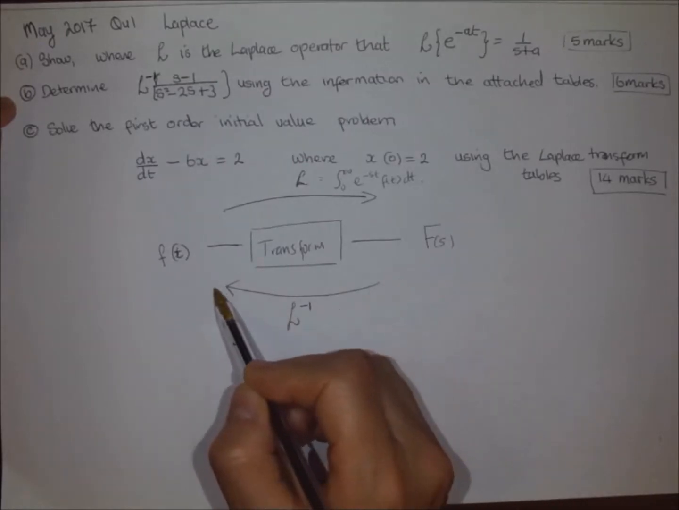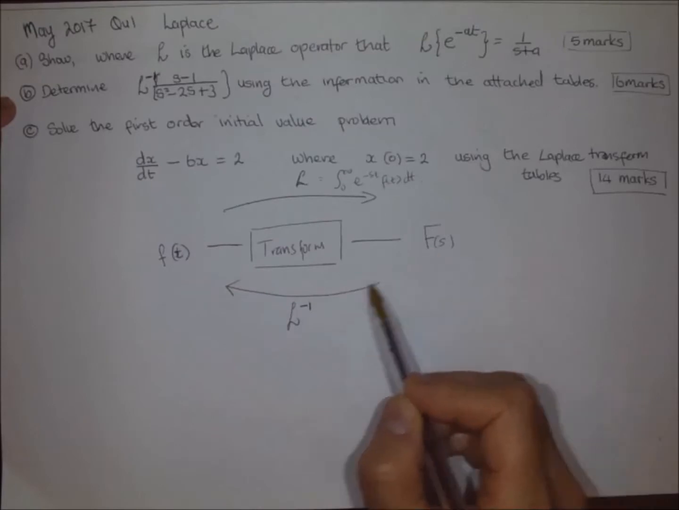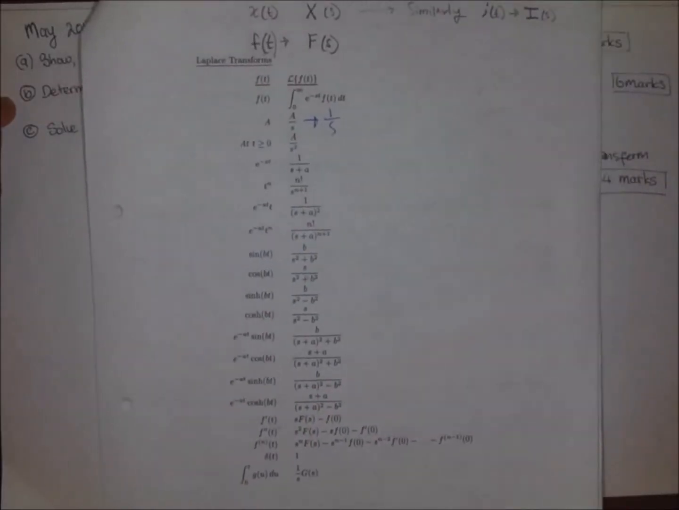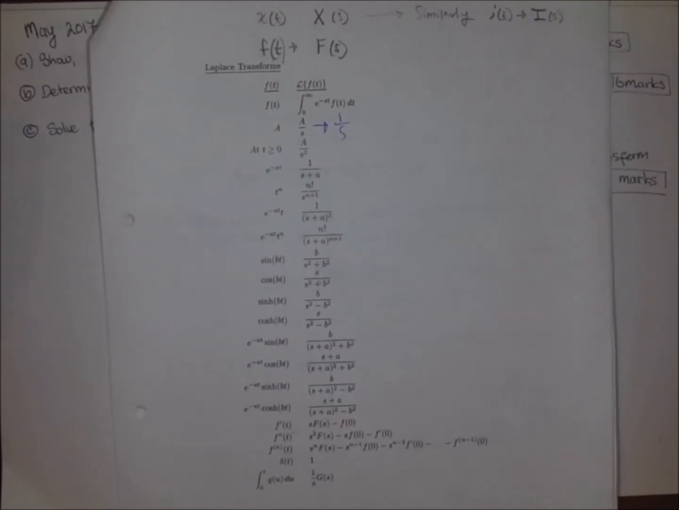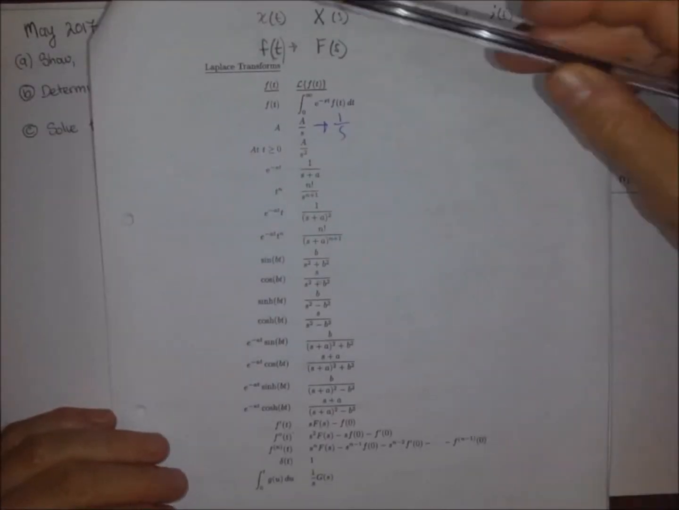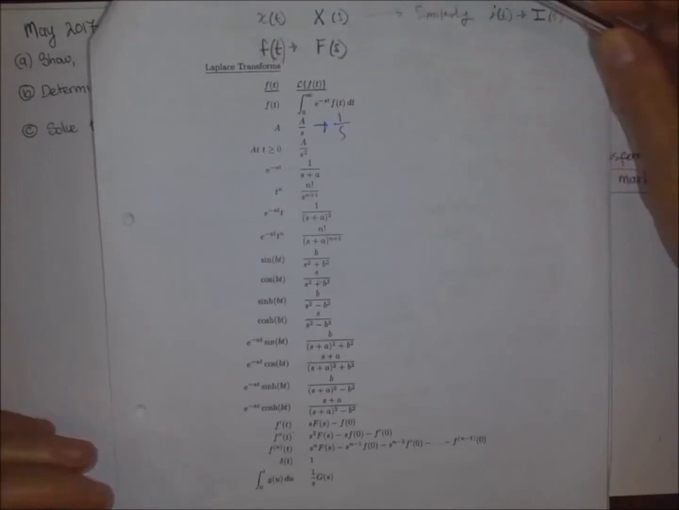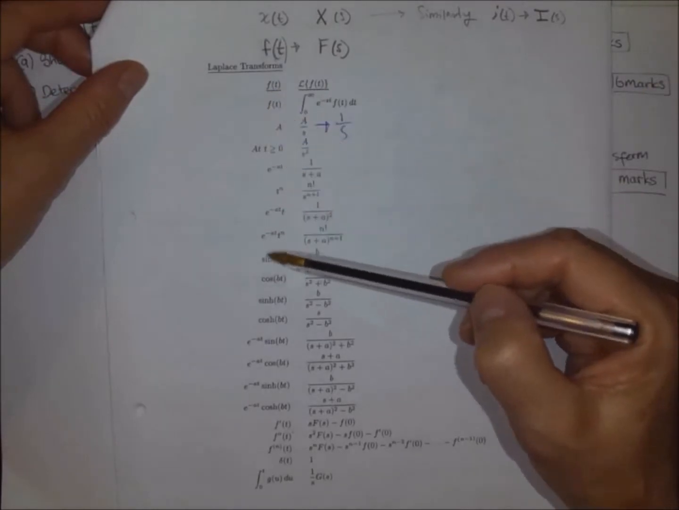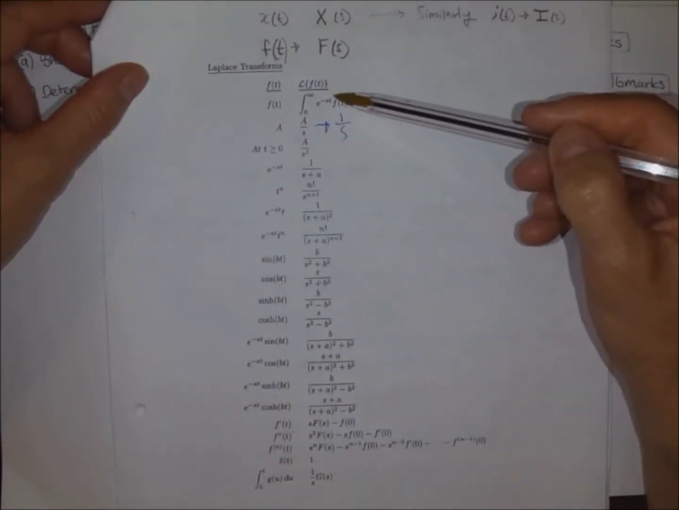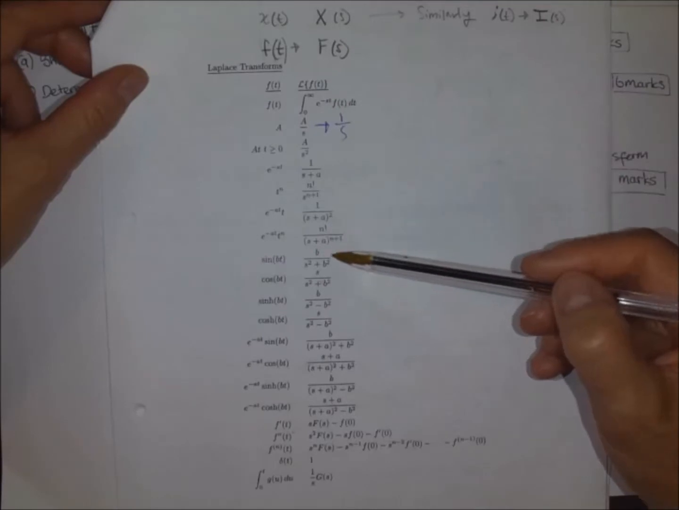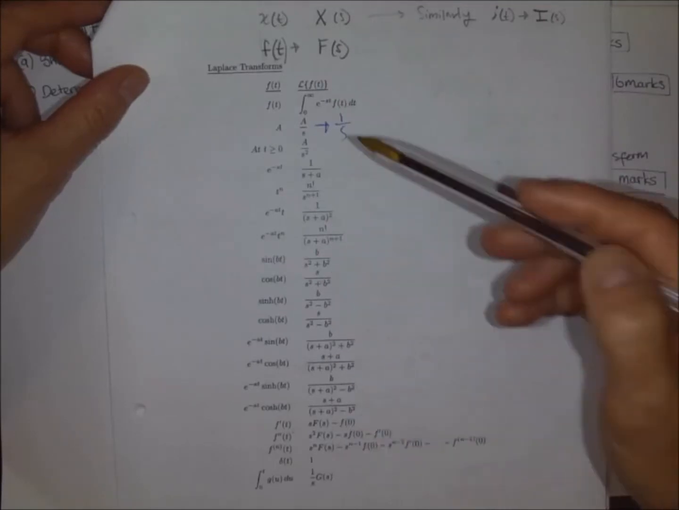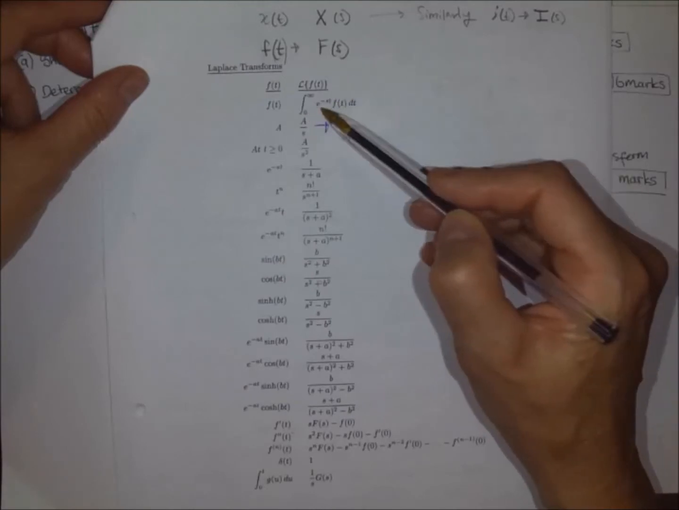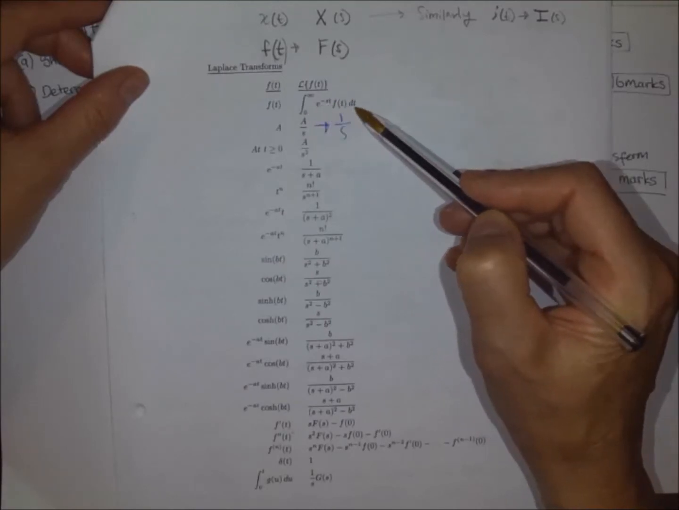It's asking to go this way, from capital F of s to little f of t. And they require use of the tables. These are the Laplace transform tables. You're not given the top 2 rows here, I've just thrown them in. This here is the function on the left hand side, and on the right hand side is the result of doing a Laplace transform on the function, i.e. integrating the function between 0 and infinity multiplied by e to the minus st dt.